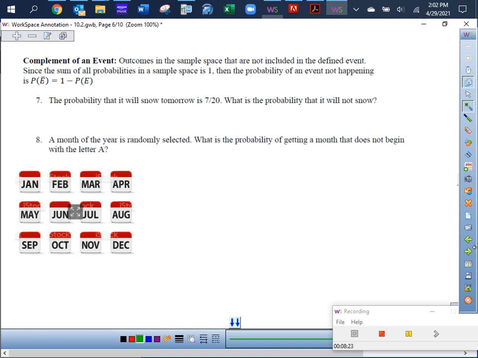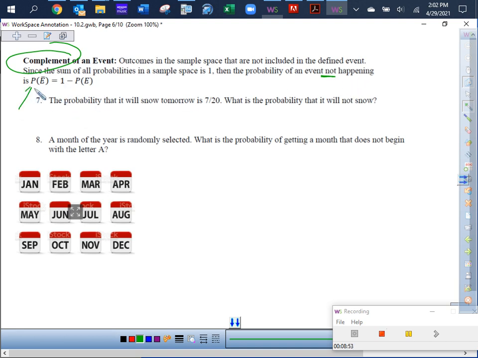And then another concept today is called the complement of an event. The complement of an event is this. It's where outcomes in a sample space that are not included in the defined event. Since the sum of all the possible probabilities of a sample space is 1, like there's a 100% chance of everything happening, then the probability of an event not happening, that's usually what the complement means. It means what it would mean if it doesn't happen is 1 minus that.